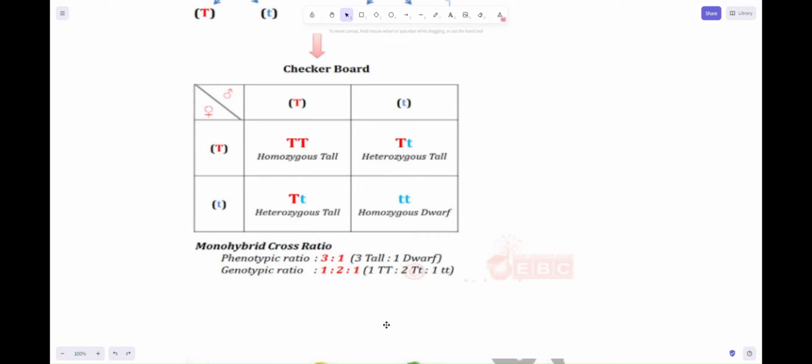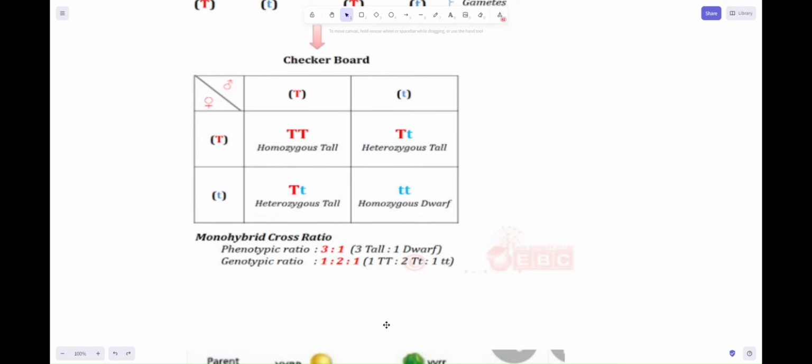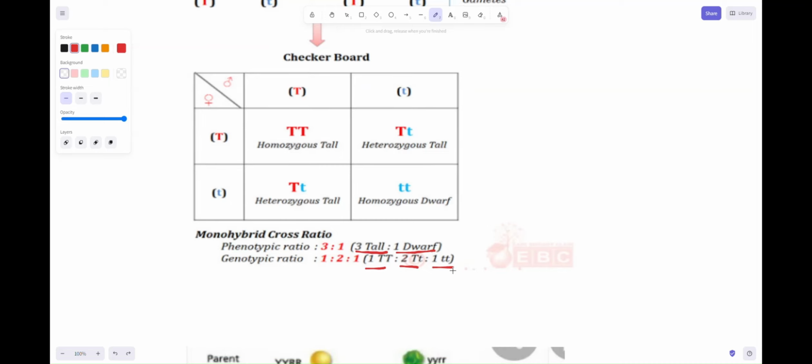If you see the phenotypic ratio, how many tall plants are obtained? A total of 3 tall plants are obtained and only 1 dwarf plant. And genotypic ratio means how many homozygous tall? 1, heterozygous tall 2 and homozygous dwarf 1. So the ratio is 1:2:1. Now moving on to the second crossing, that is dihybrid cross.